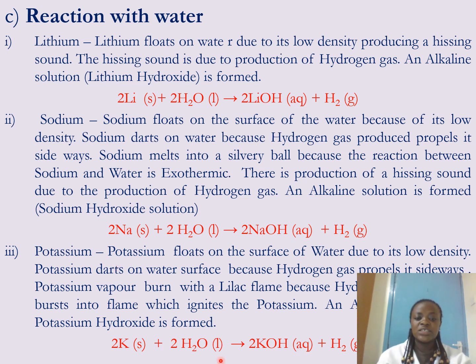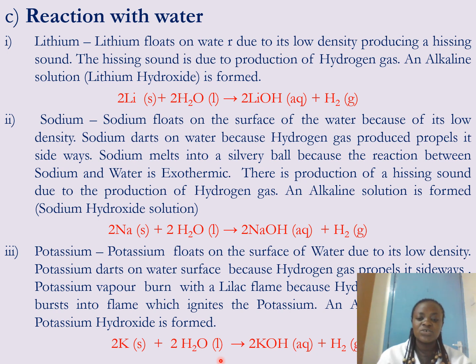Potassium floats on the surface of water because it also has a low density. Potassium darts on the water surface because hydrogen gas also propels it sideways, as we have seen for sodium. Then potassium vapor burns with a lilac flame because the hydrogen gas produced bursts into flame, which ignites the potassium. And we also form an alkaline solution of potassium hydroxide.